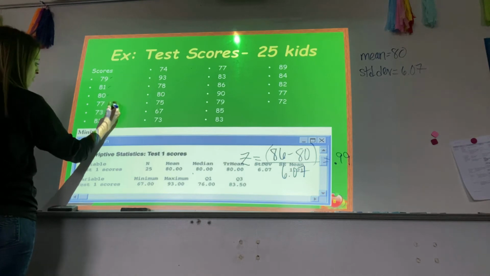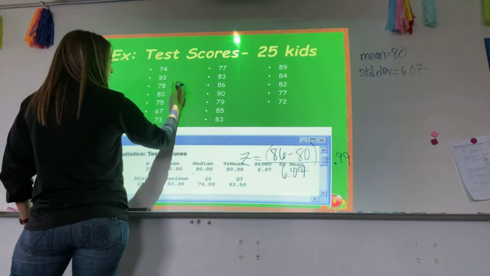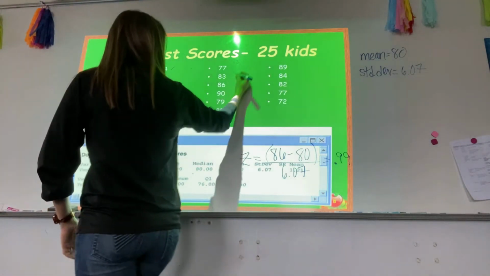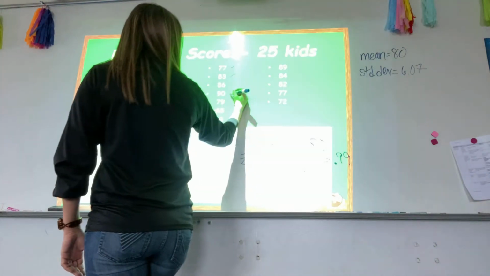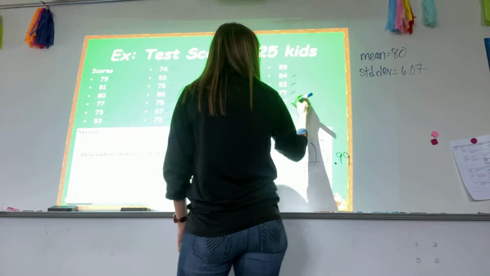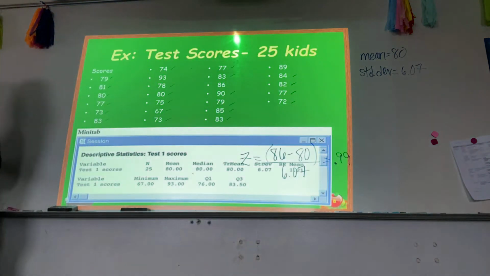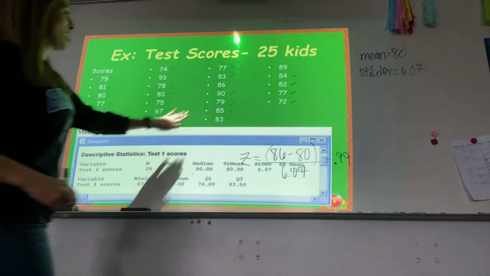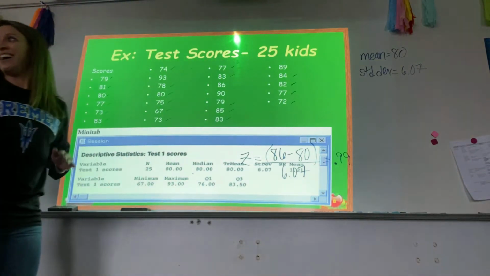1, 2, 3, 4, 5, 6, 7, 8, 9, 10, 11, 12, 13, 14, 15, 16, 17, 18, 19, 20, 21, 22. Did I miss one? I marked 90? 21. All right, did we get it?